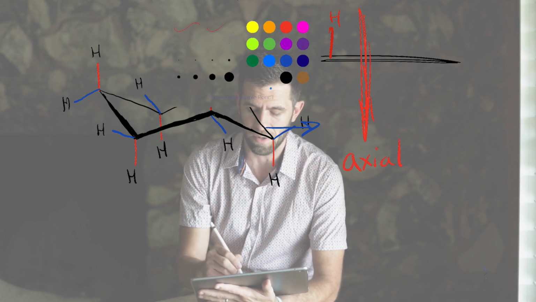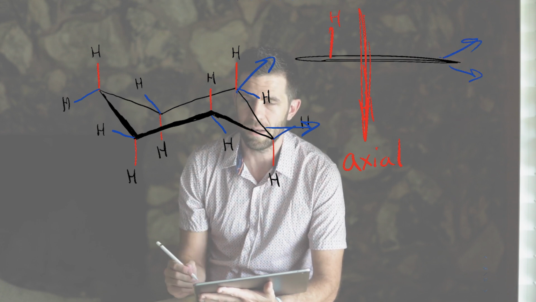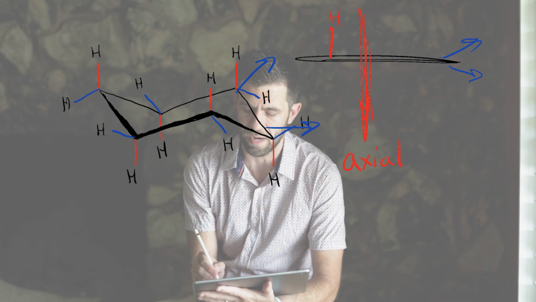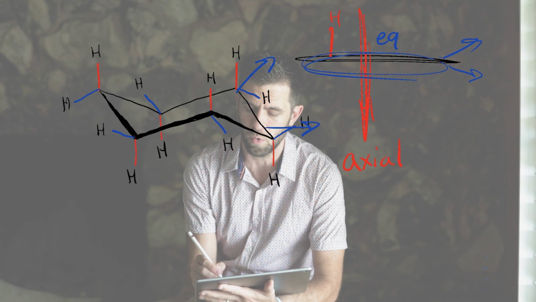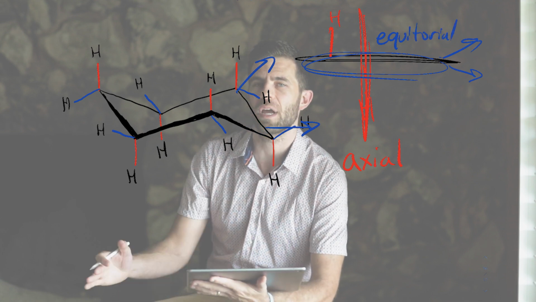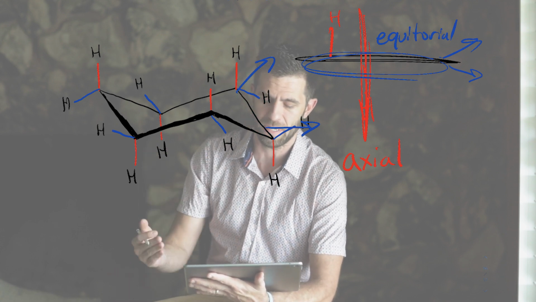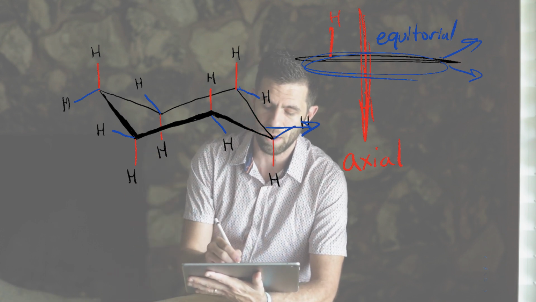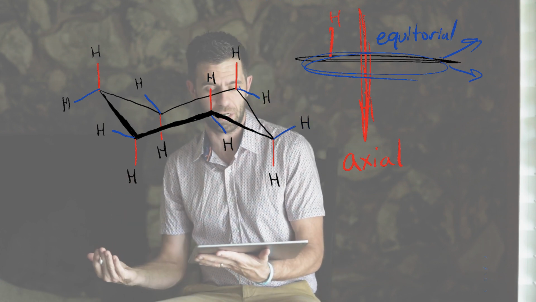And then we have other hydrogens that are coming out like this. And those, they're kind of along the equator here, so we call those equatorial. So we have these equatorial hydrogens coming out from the equator, and these axial hydrogens coming up and down. And so where do you think it would be better for the hydrogens to be? What's the most stable position?